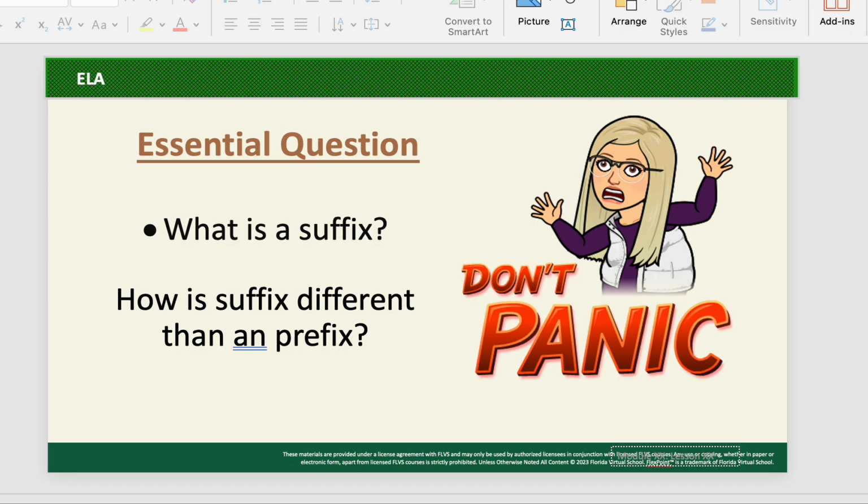So let's think about what we've talked about with prefixes and suffixes before. Remember that a prefix comes before a word, like a preview comes before a movie at the movie theater. A suffix comes at the end of the word. So we take a root word and then we add a new ending to change the meaning of a word.